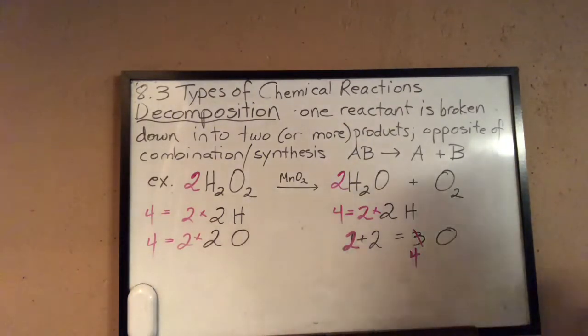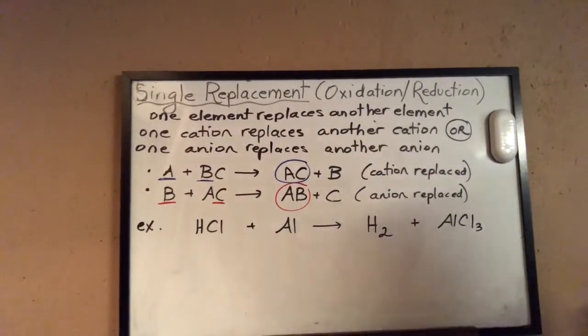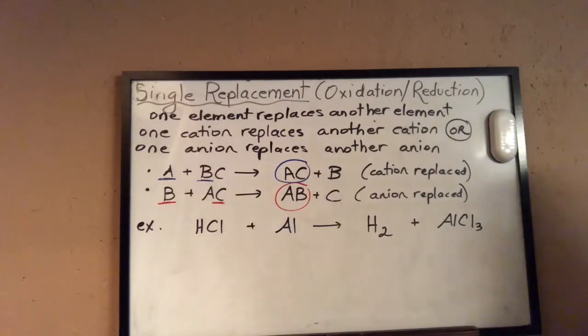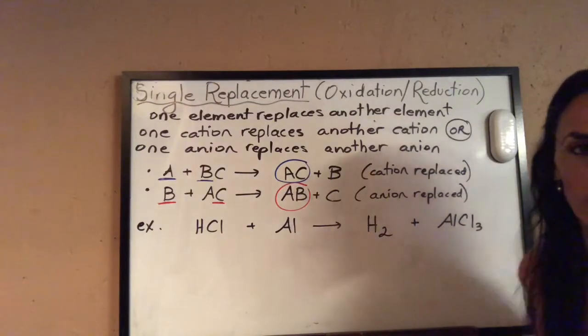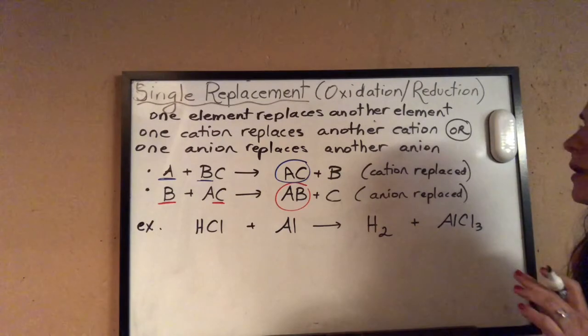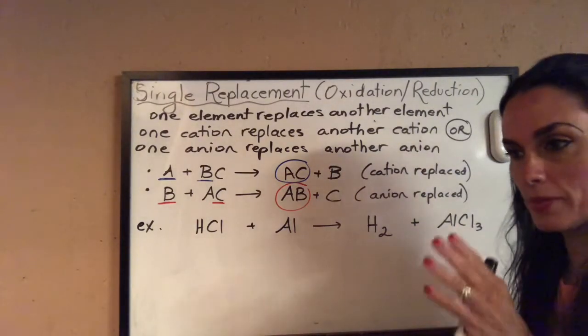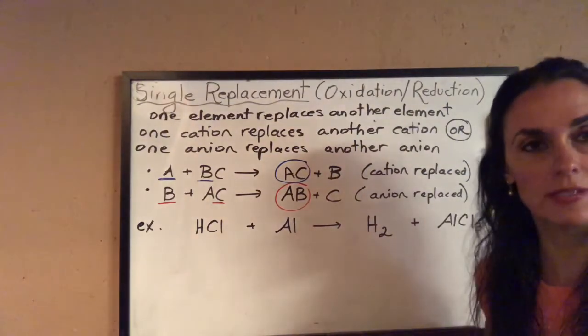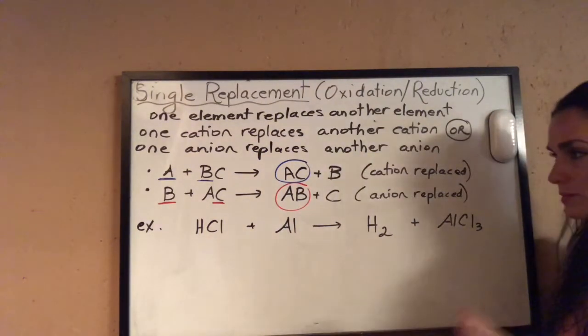Okay, another type of chemical reaction is a single replacement reaction. Let's look at that type. Okay, let's look at single replacement reactions, also called oxidation reduction. In this type of reaction, you have one element replacing another element. And it follows either that a cation replaces another cation or an anion replaces another anion. Okay, the same type replaces the other type of itself. A cation, cation, anion, anion. Okay, so that's what happens in here.